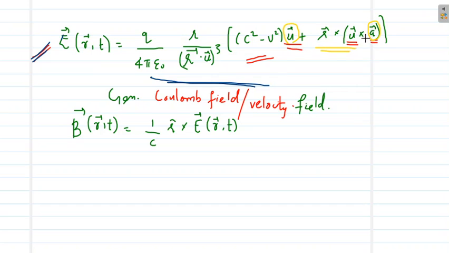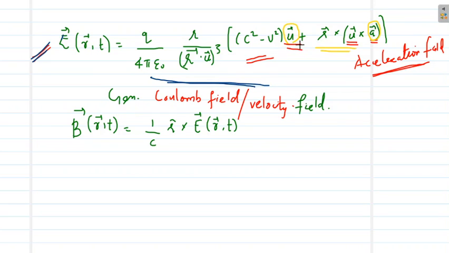And hence, this second term is called the acceleration field. The first term is the velocity field. It is due to the velocity, or even if the charge is stationary, the first term will be contributing to the electric field. Now if the charge is accelerating, the second term will appear, and hence it is called the acceleration field.